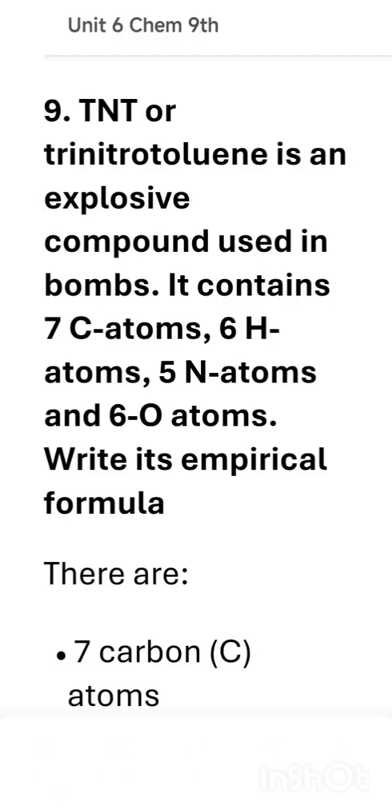Today we are going to solve question number 9 and 10 from the review exercise of unit number 6, in which you have to find out the empirical formulas of the given compounds. So the first one is TNT, which is also known as trinitrotoluene, which is an explosive, and its total number of atoms are being mentioned.